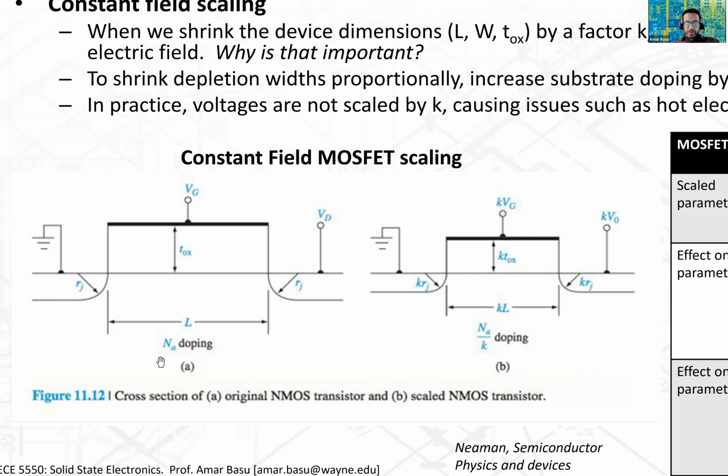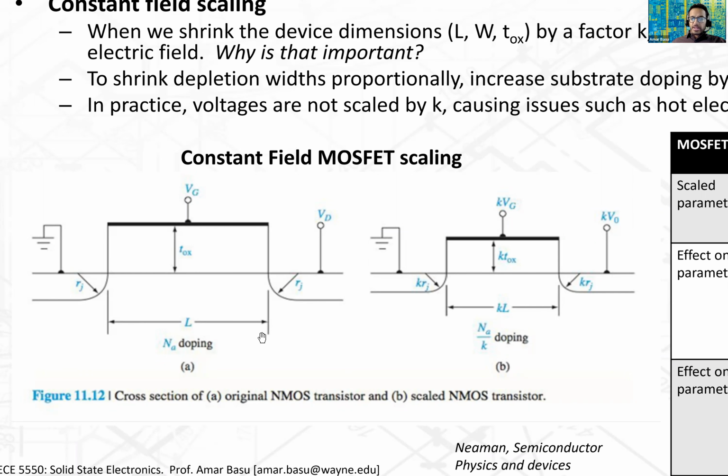So the model for scaling, this constant field scaling, is where you start off with the original NMOS transistor, which is part A. You have a certain thickness of the oxide given by Tox. You're applying a gate voltage VG. The transistor has a length L and a width W. The width W, of course, is not shown because this is a cross section. RJ here are the junction depths. VD is the drain voltage that's applied. And finally down here is Na, the substrate doping.